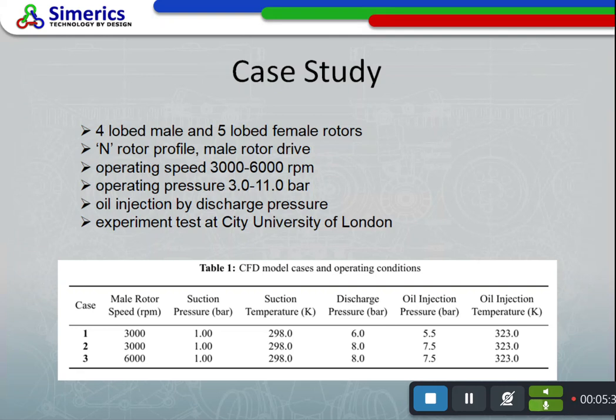and the suction temperature is set at 298 K, and the discharge pressure ranges from 6 bar to 8 bar. And the oil injection pressure is 0.5 bar lower than the discharge pressure. Also, the oil injection temperature is set at 323 K.